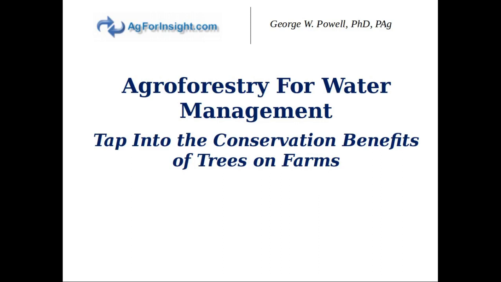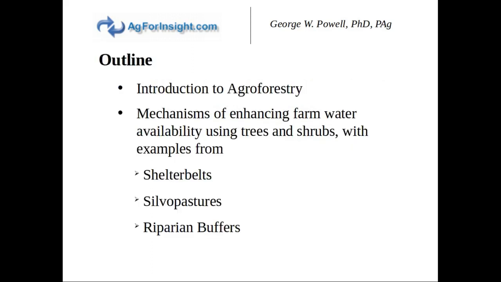In this presentation, we're going to explore using agroforestry for water management, that is, using trees and shrubs on your farm to increase the natural capacity to trap and retain water. I'm going to start with a brief introduction to agroforestry and then go through some of the mechanisms of how trees and shrubs enhance farm water availability and provide you with some examples of shelter belts, silvopasture, and riparian buffers that you can implement on your farm for water conservation.